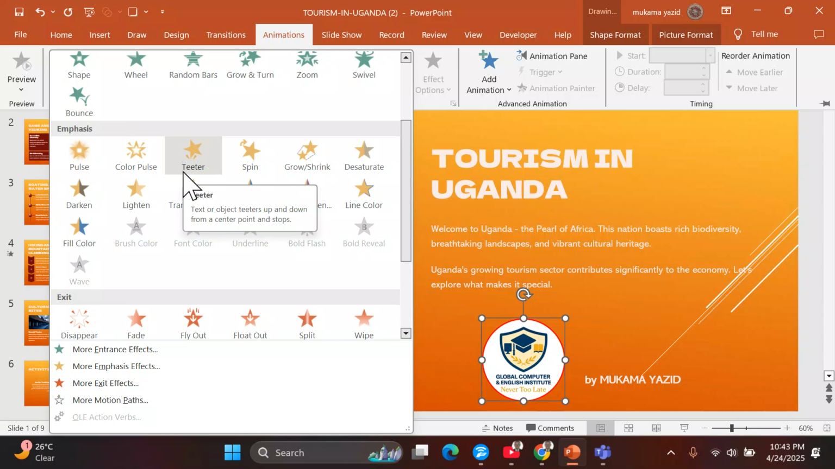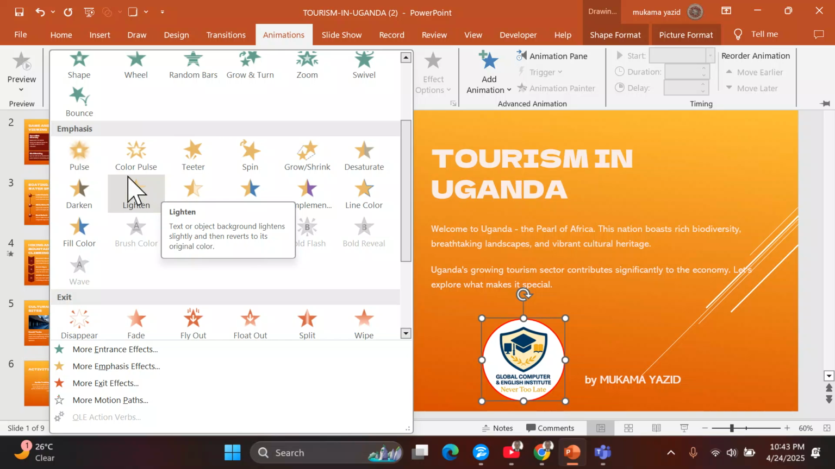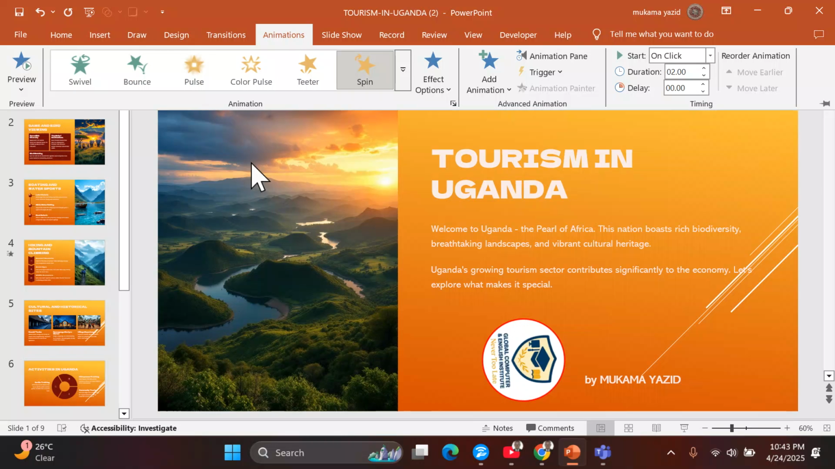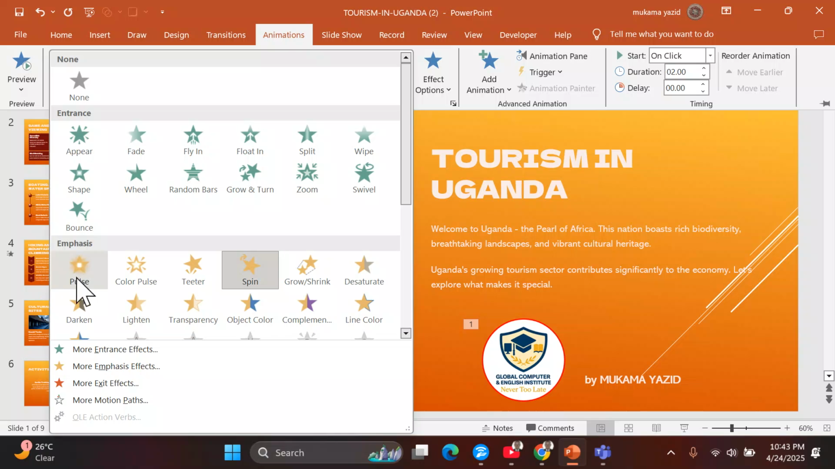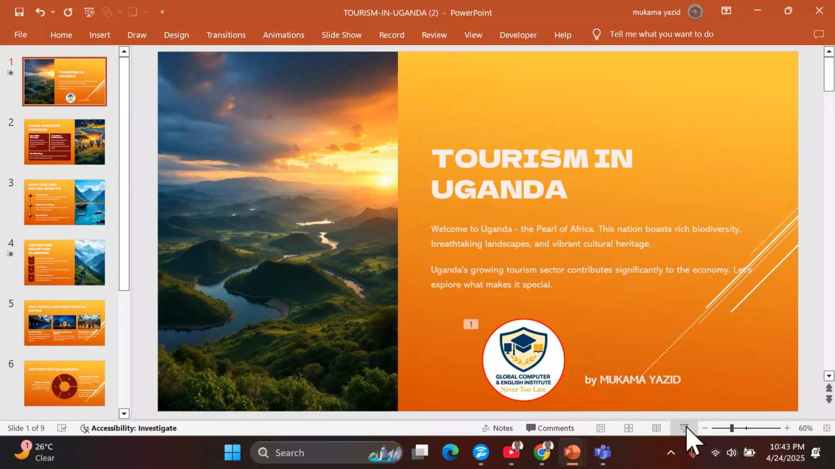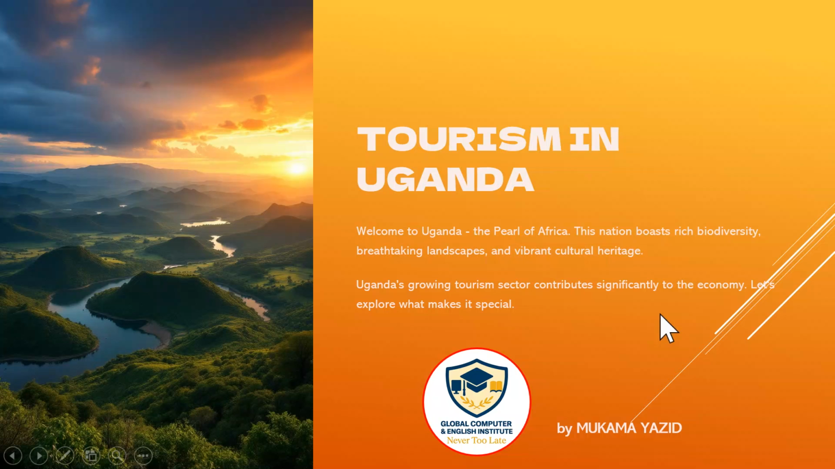What is the difference between entries and emphasize? If I apply emphasize, like spin, on this one, it means if I go to slideshow, since I went to the emphasize category and applied this animation, maybe when it goes to slideshow it will not appear there. But when I click, it will bring that animation which I've just applied. Let me click and you see the change.